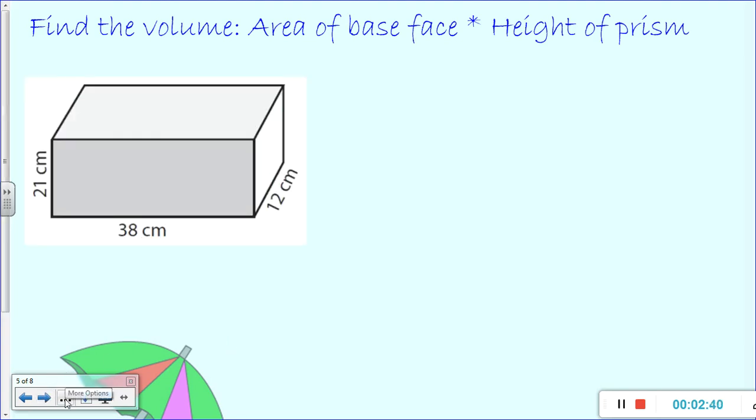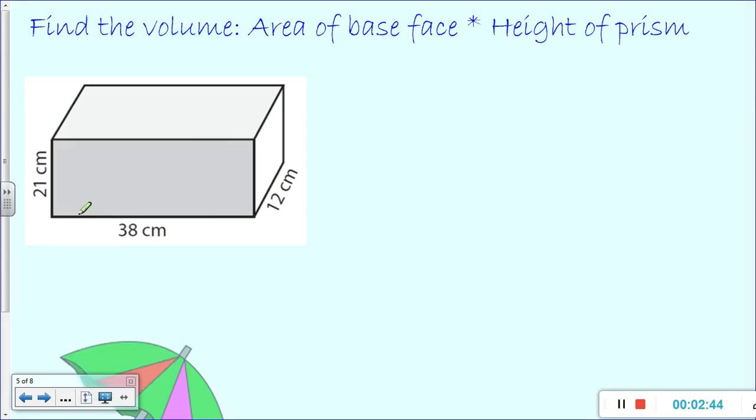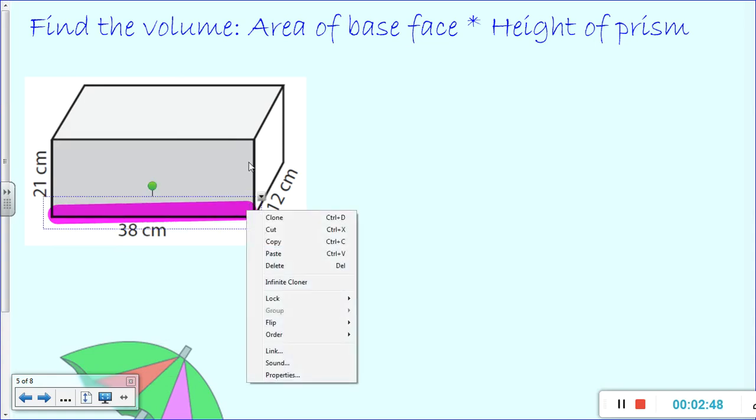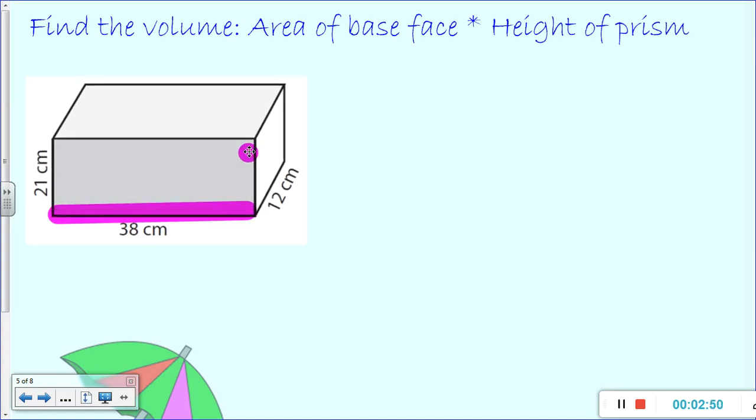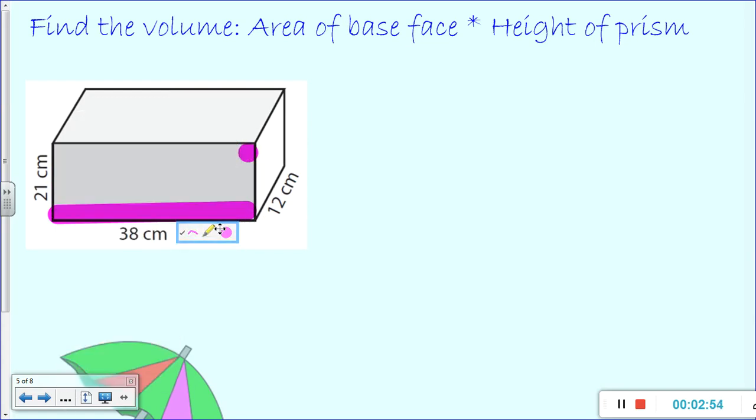So again, I have another rectangular prism. It's not going to matter much which side I go with, so I'm just going to go with the front here. That is not what I wanted to do. Sorry, guys. This is not really working for me today.